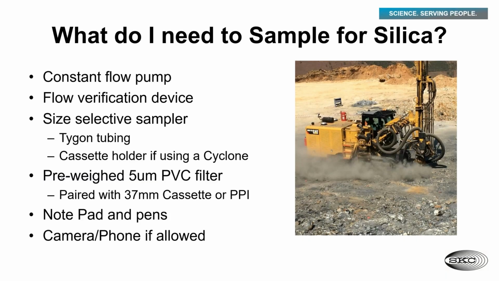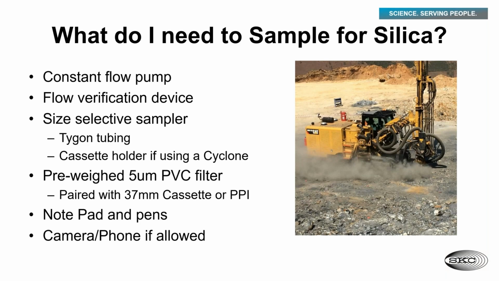Pre-weighed because half of the analysis that's done on that filter is gravimetric, meaning that the pre-weighed PPI has a starting weight of what it was when it got there. You have it now, you sample with it, you send it back to the lab. They're gonna re-weigh it and see what the difference is from the pre-weight to the post-weight, and that is how they will know how much dust is on the filter.